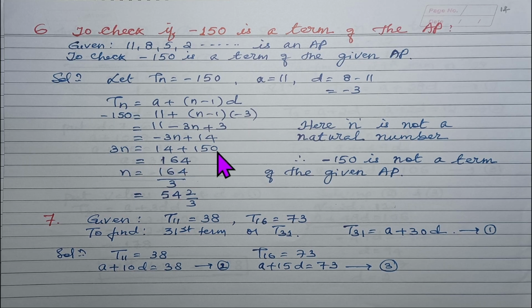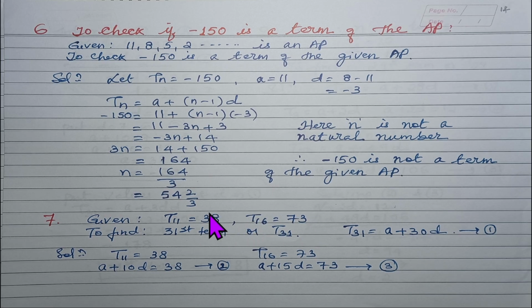Simplifying that, we get 3n is equal to 14 plus 150, that is 164, n is equal to 164 by 3, and we don't get a natural number here. So therefore the minus 150 definitely is not a term of the given arithmetic progression. Remember that.